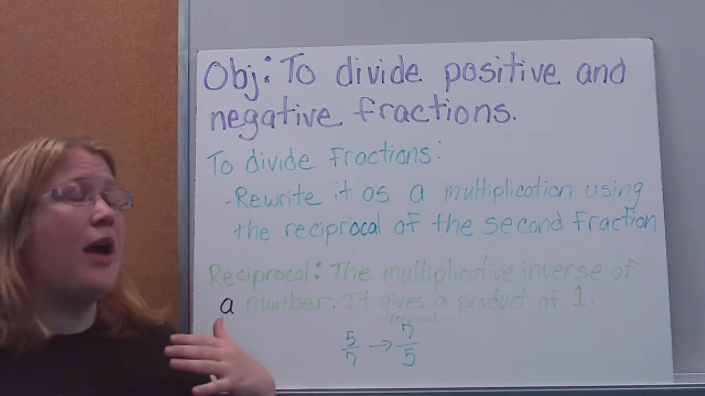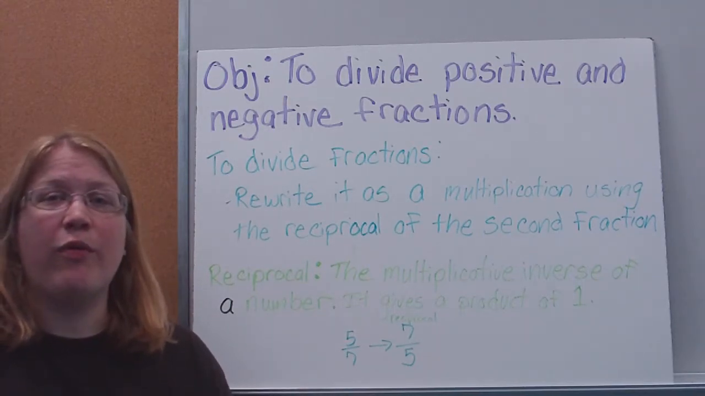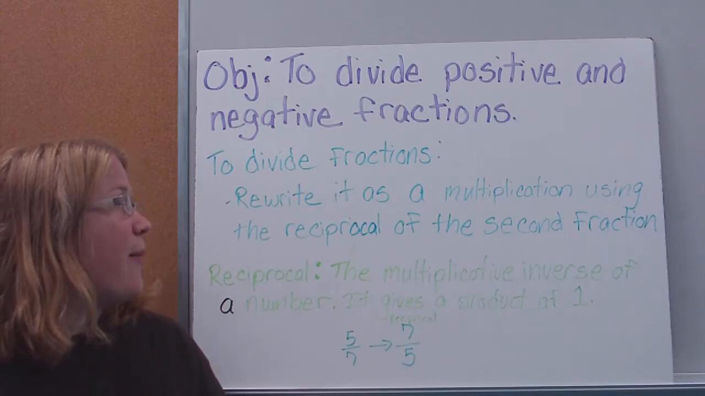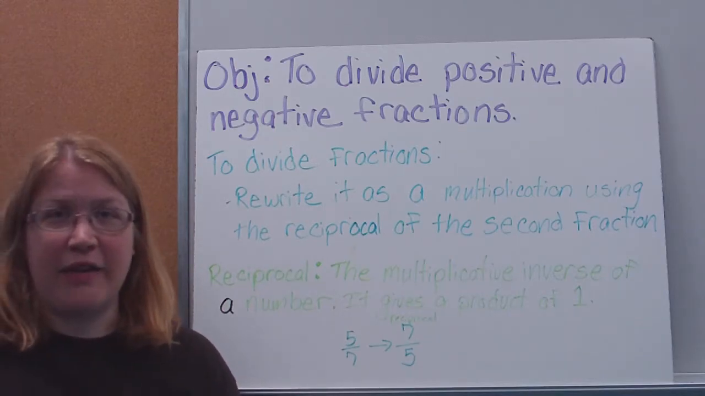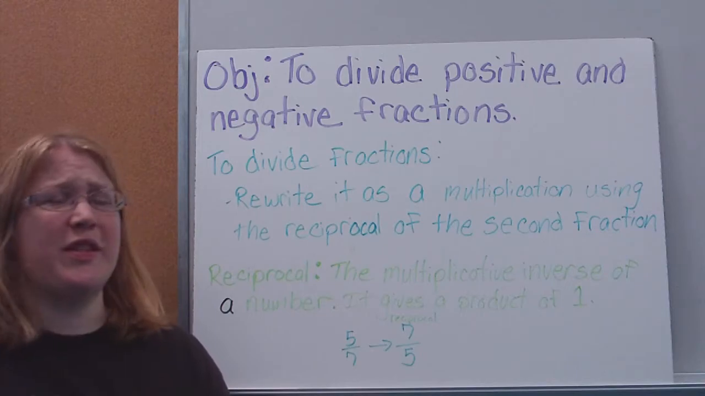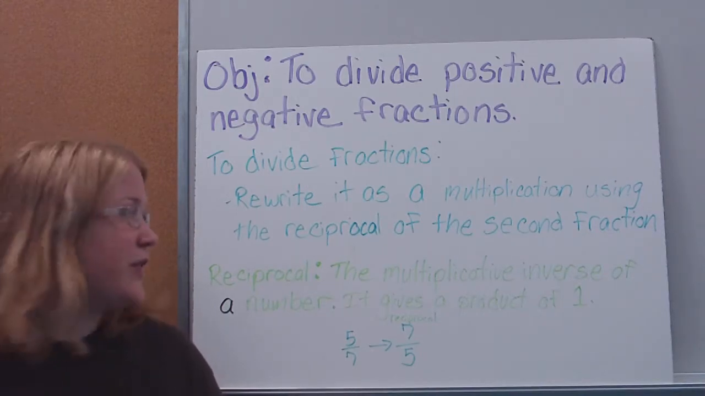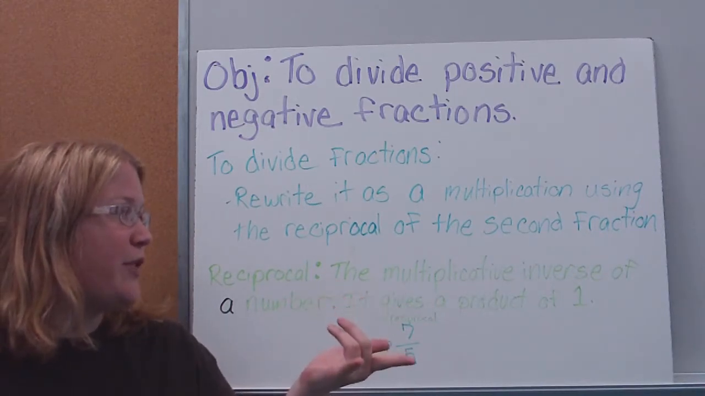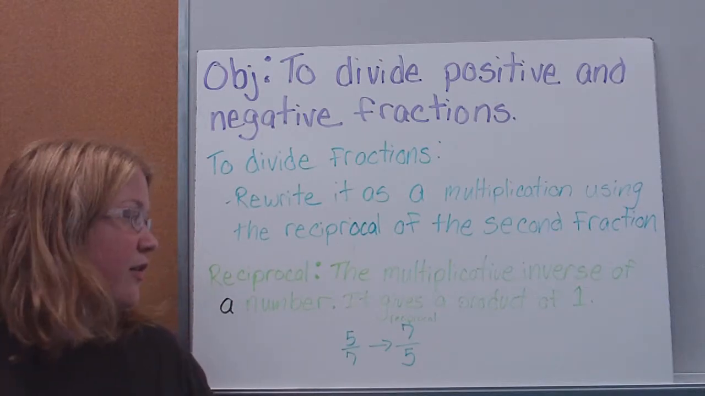So the thing to remember when we're dividing fractions, we rewrite it as a multiplication problem by using the reciprocal of our second fraction. And remember, the reciprocal is simply your multiplicative inverse. Basically means you flip-flop the two numbers. When you multiply them, you should get a product of 1.